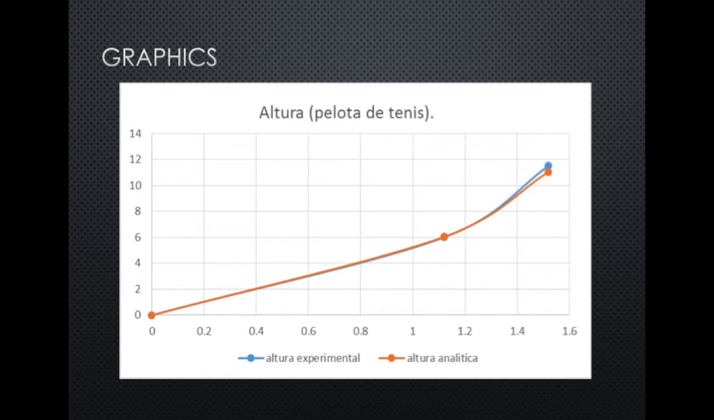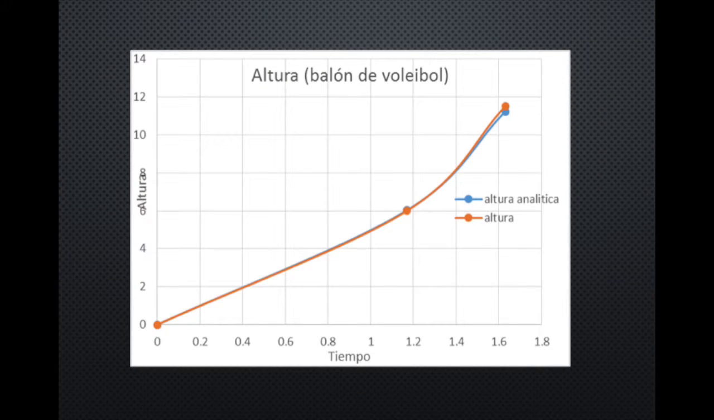This is the graph of the height we calculated with a tennis ball, which shows the analytical values with the k that we found, and the blue one is the graph with the experimental values that we got. The second graph shows the height that we calculated with the volleyball, the same as the past one, with the analytical values, the experimental values, and the key dots.